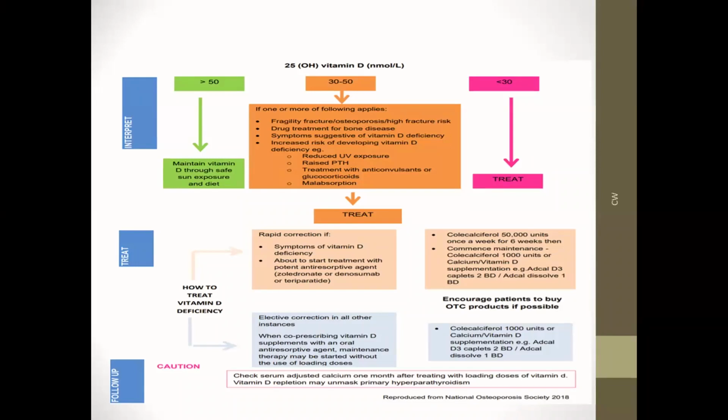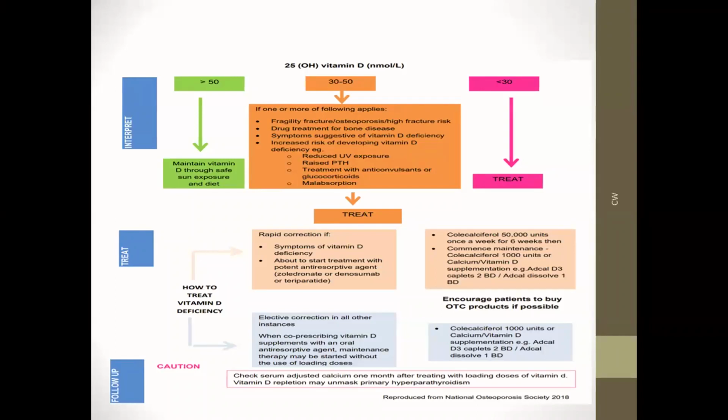If the level is between 30 and 50, and one or more of the following applies: fragility fracture, osteoporosis, high fracture risk, drug treatment for bone disease, symptoms suggestive of vitamin D deficiency, increased risk of developing vitamin D deficiency such as reduced UV exposure, raised parathyroid hormone, treatment with anticonvulsants or glucocorticoids, malabsorption, then they have to be treated.